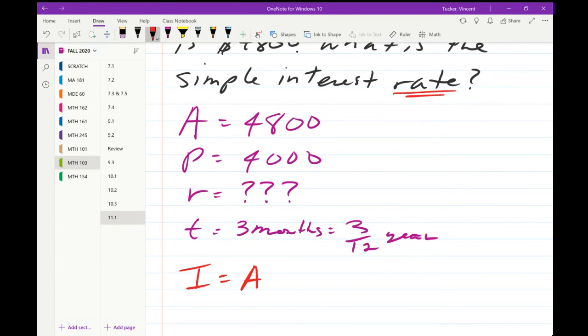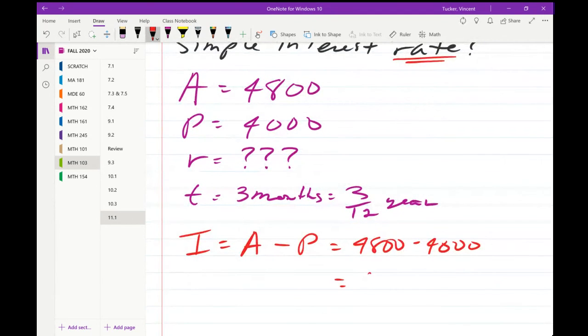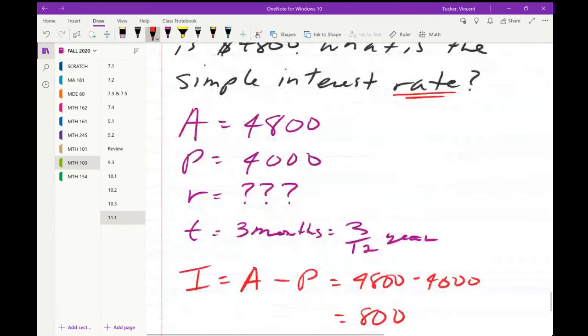Remember we said if you know your future value, maturity value, and your principal, you can subtract them from each other to figure out what the interest earned was. And in this case, it's $800. Where did I get 4,800 from?